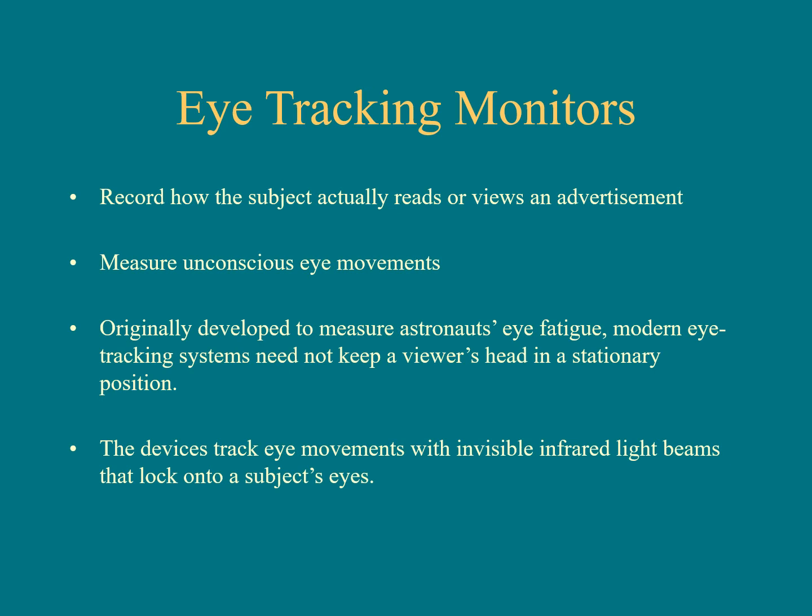Eye tracking monitors record how the subject actually reads or views an advertisement. It measures unconscious eye movements. It was originally developed to measure astronauts' eye fatigue. Modern eye tracking systems need not keep a viewer's head in a stationary position. The devices track eye movements with invisible infrared light beams that lock onto a subject's eyes.